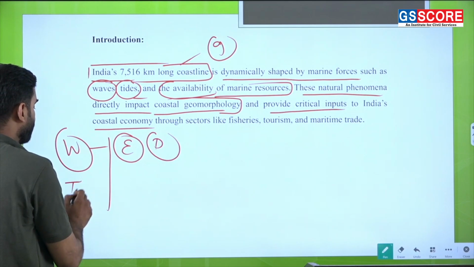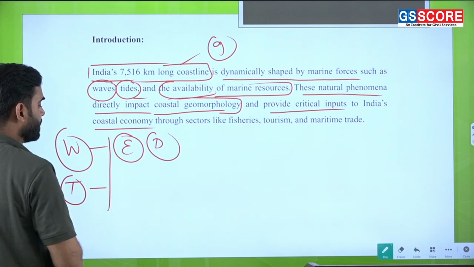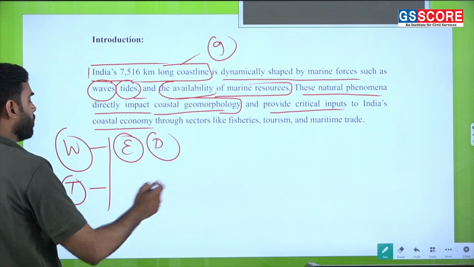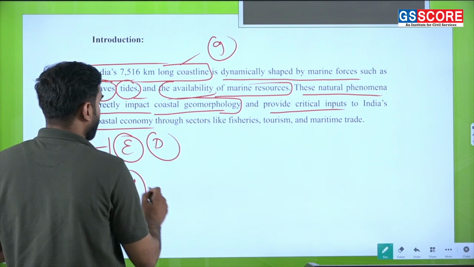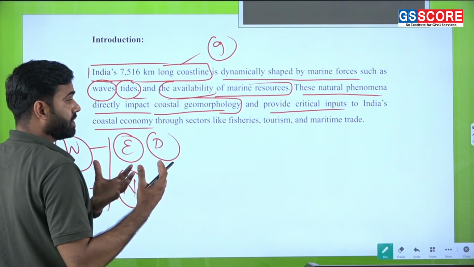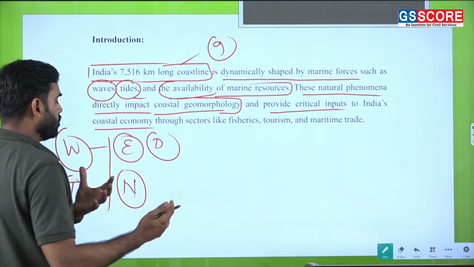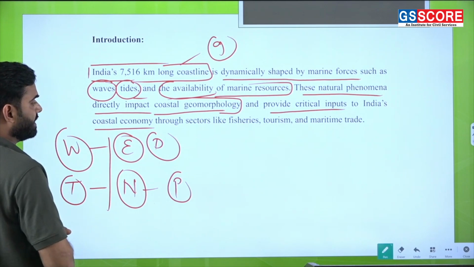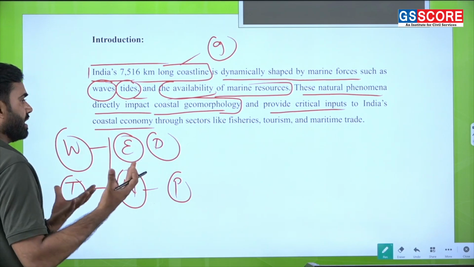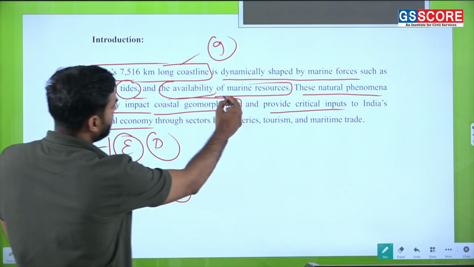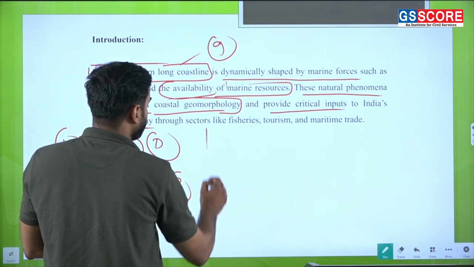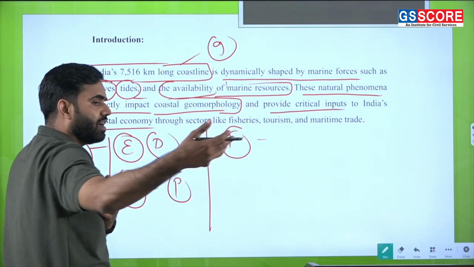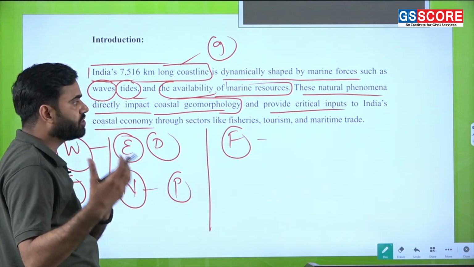And on behalf of tides, you also have to mention the periodic rise and fall of the oceanic water, which is highly useful for navigation. Navigation means specifically for ports. You have to also mention the role of ports through the tides, because we have a number of tidal ports. And on the other hand, marine resources. Marine resources means fishes or other important resources you can mention over there.